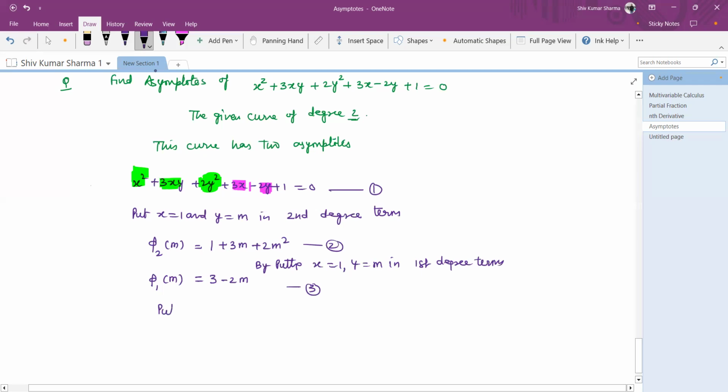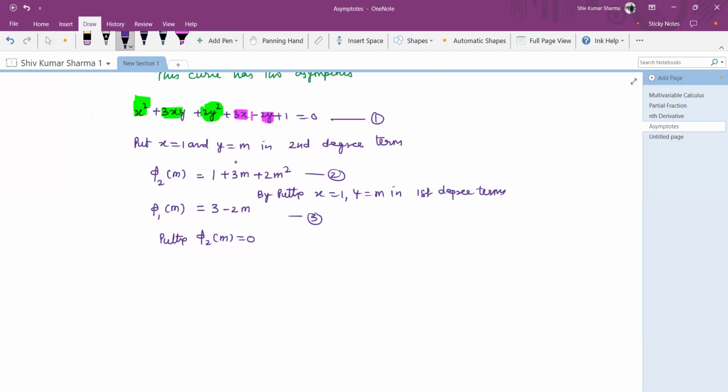Now, first we obtain the value of m. Putting phi 2m equal to 0, the highest degree equal to 0, we obtain the value of m. This can be written as 1 plus 3m plus 2m square is equal to 0. This is a quadratic equation, so we have two roots.